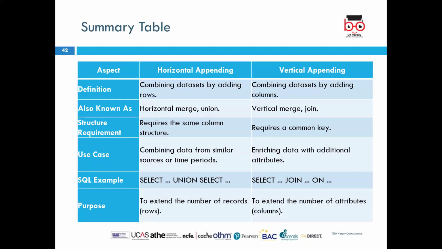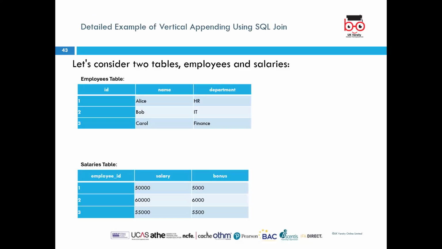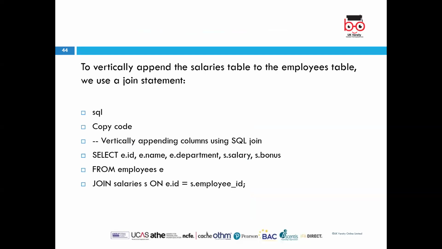So here we have a summary of what we've covered so far. Here we have a detailed explanation of vertical appending using SQL. So to vertically append the salaries table to the employees table, we'll now use a join statement.